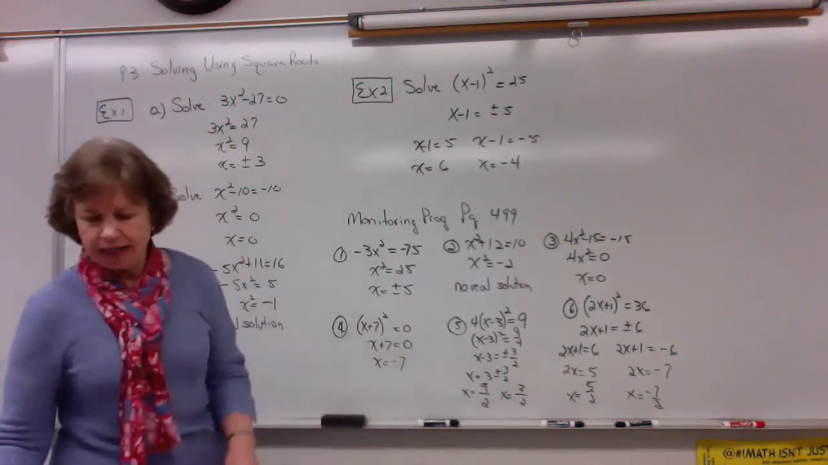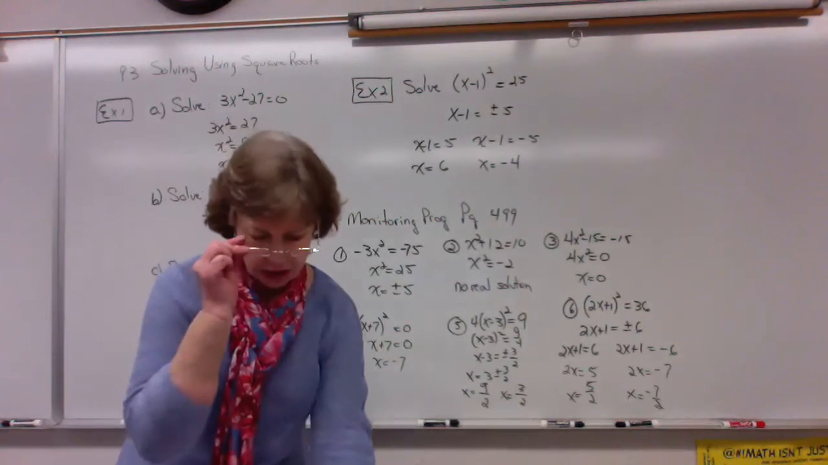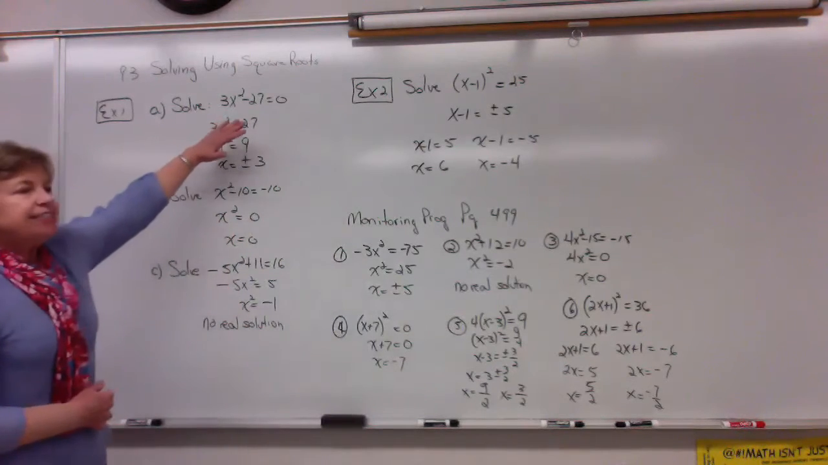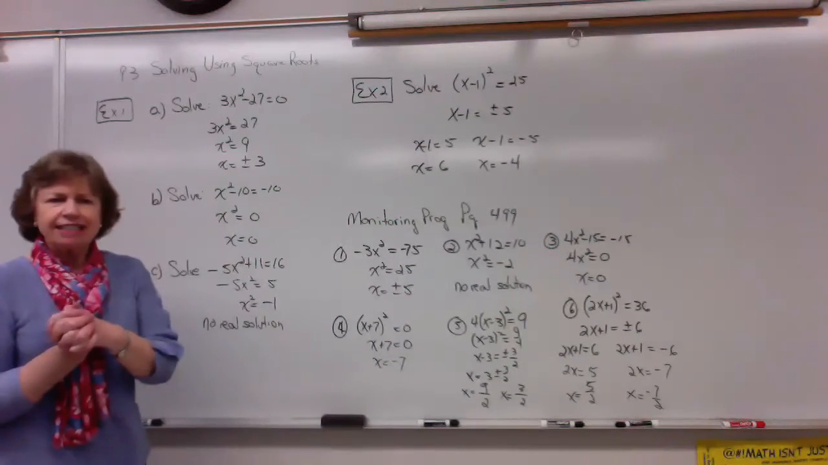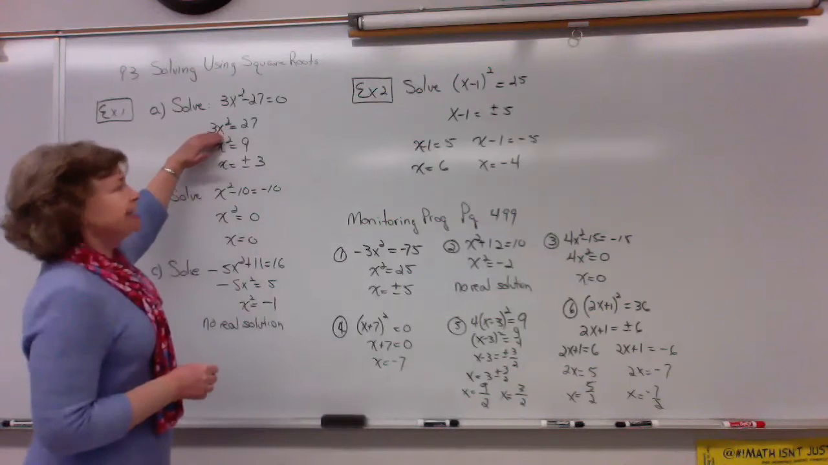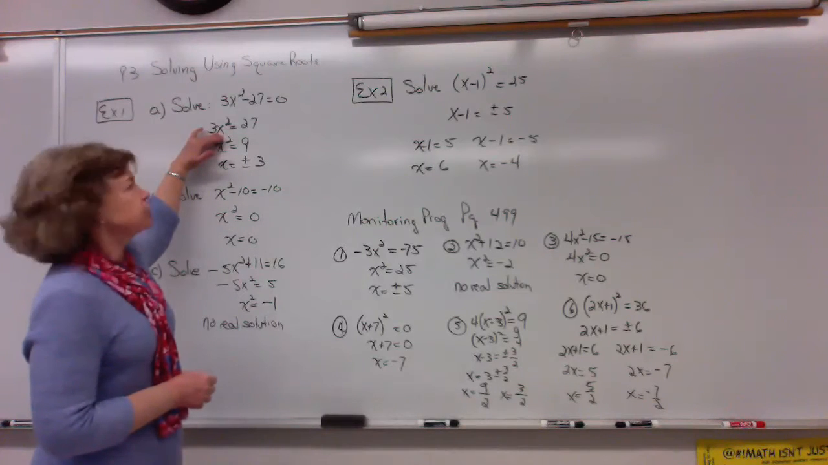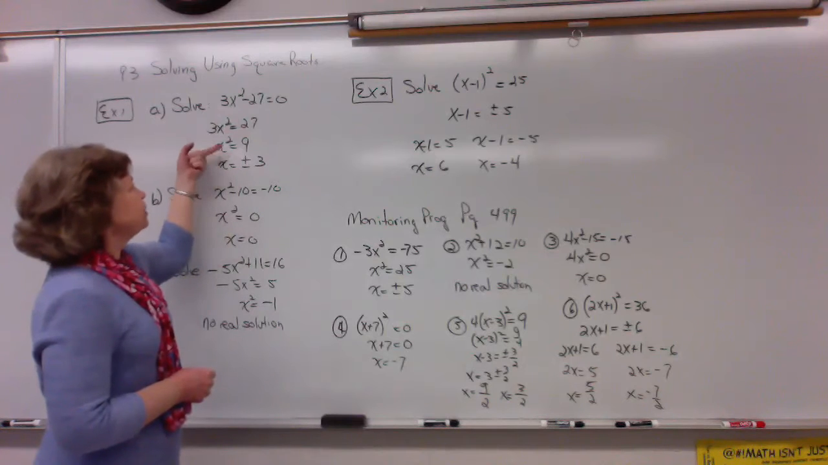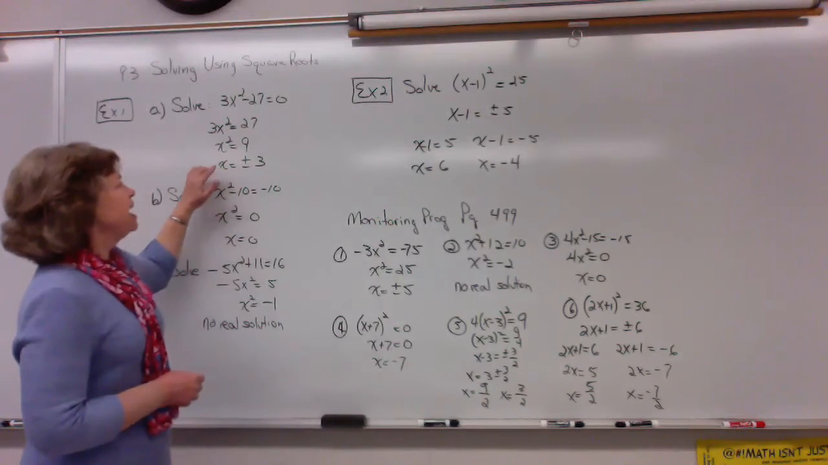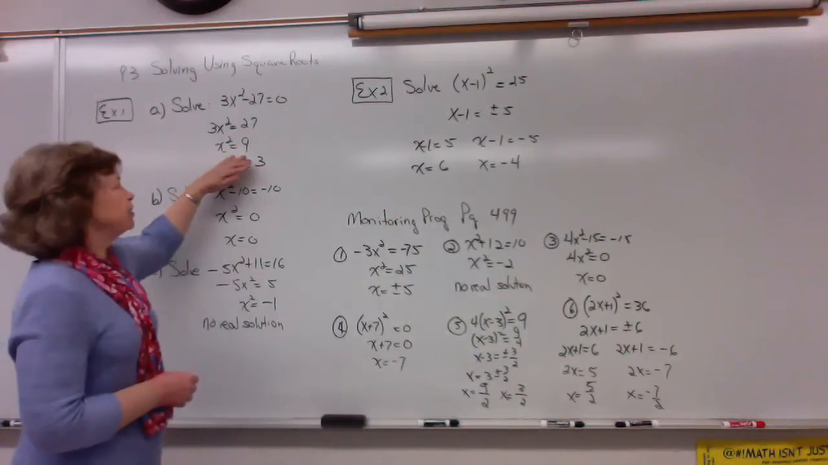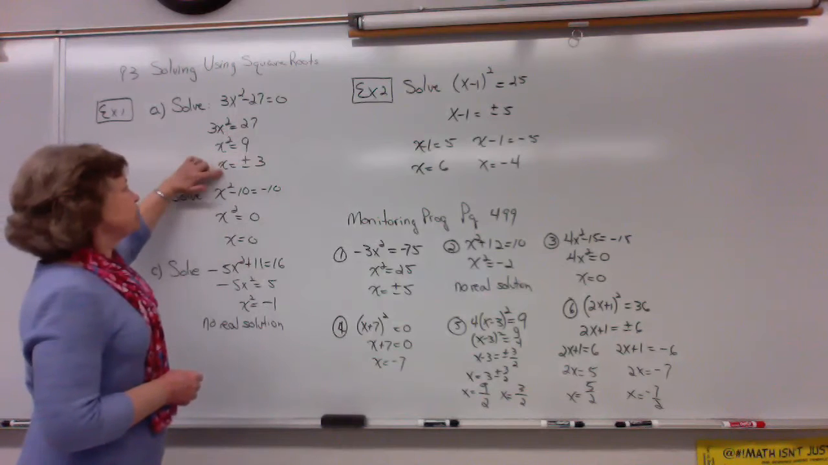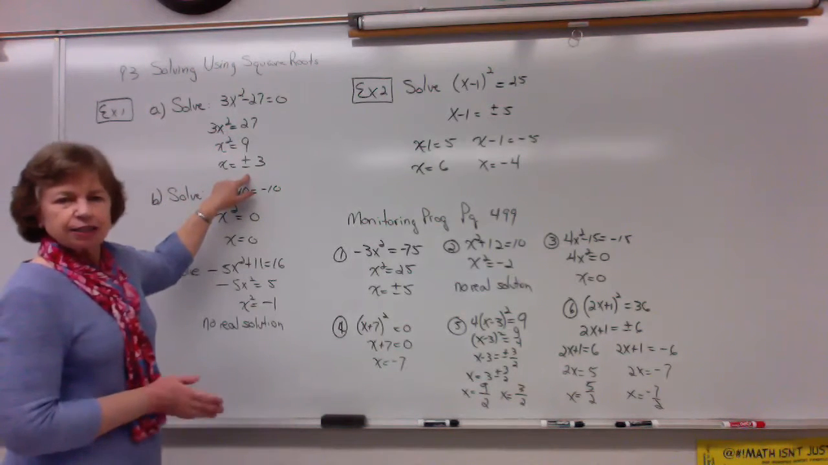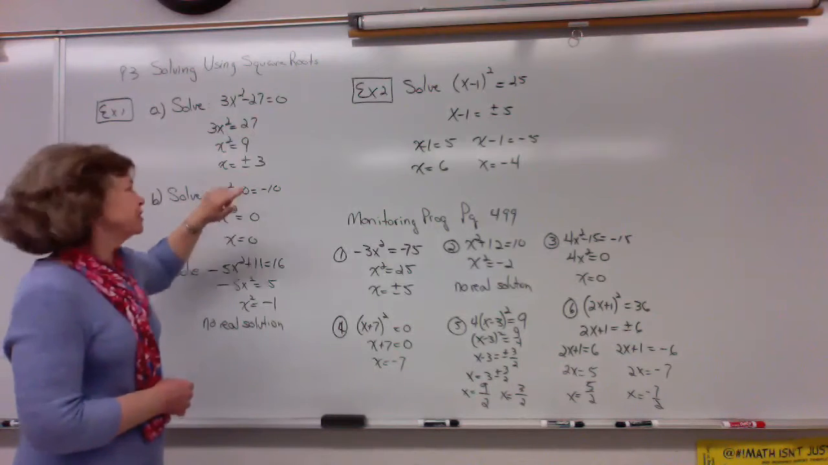This is example 1. This is on page, just follow along with me, 498, where it gave you an equation to solve, and it was 3x squared minus 27 equals 0. Isolate the square term that you're solving for, so 3x squared equals 27. I'm solving for x squared, so I'm dividing both sides by 3, and then taking the square root of both sides. Square root of x squared is x, and the square root of 9 is plus or minus 3. So x is positive 3, or x is negative 3.